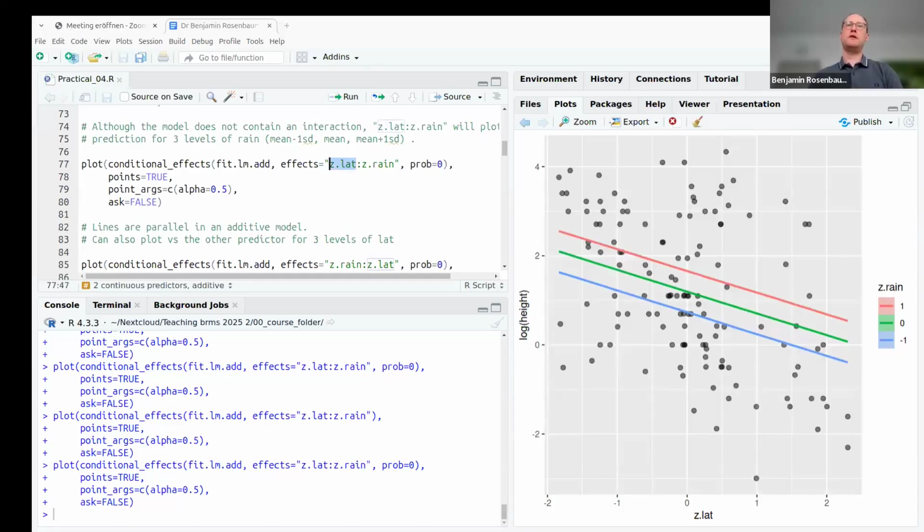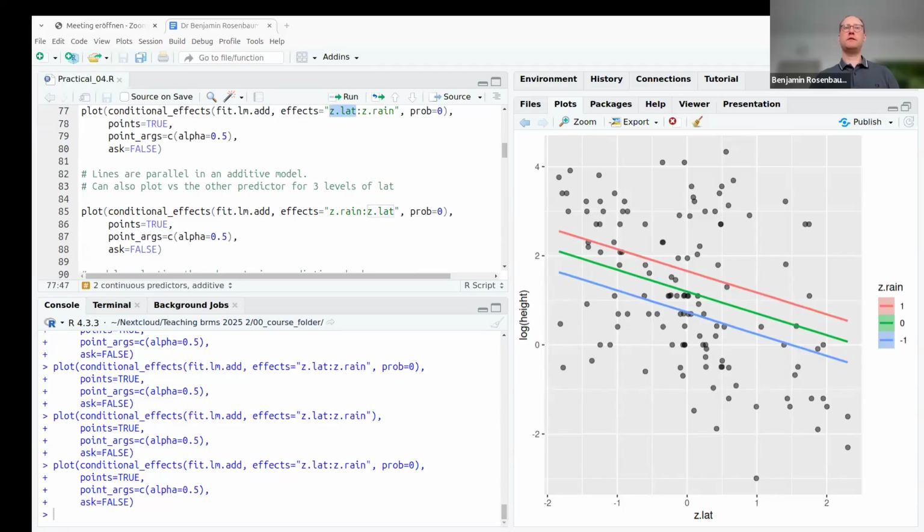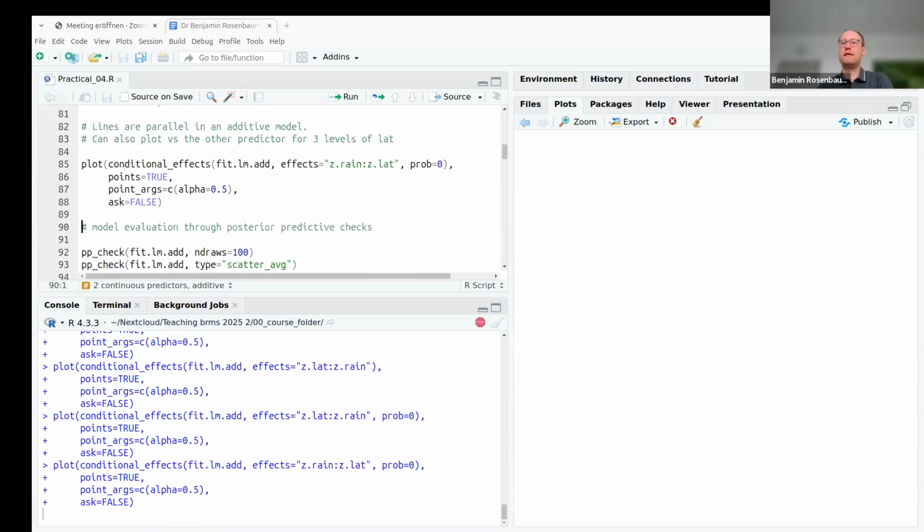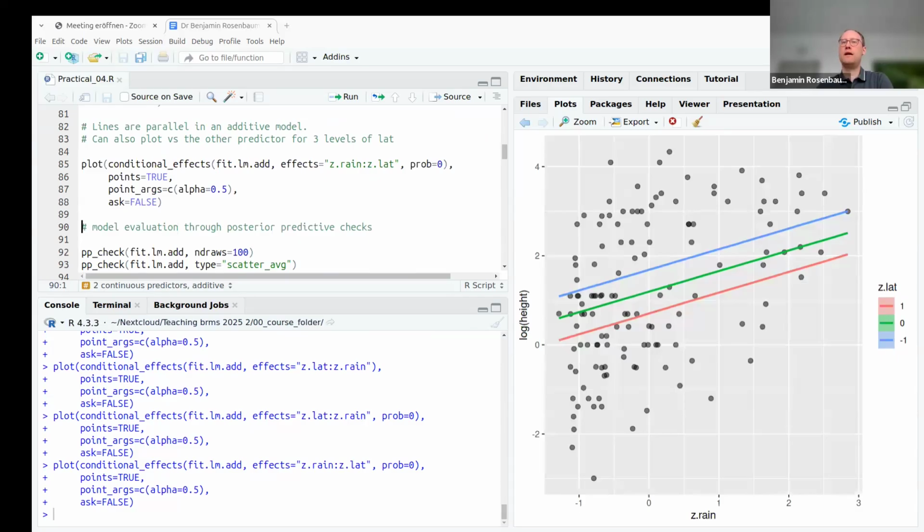Here I'm plotting latitude on the x-axis by specifying this first. If I switch that around, so I specify rainfall as the first one, and in interaction with latitude, then I get the other picture, where I have the effect of rainfall for different levels of latitude.